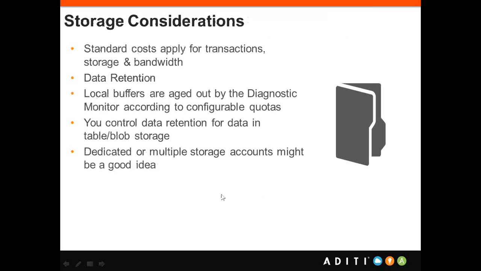Just before we come to the tips, on storage considerations, we always have to keep in mind what kind of storage and bandwidth we are using, how long we want to retain the data, and what local buffer we want to use, because if the quota is not able to hold all the information, it will overwrite the previous, older logs. Dedicated or multiple storage accounts might be a good idea because we have a lot of data. We don't want to get that into application-specific storage.